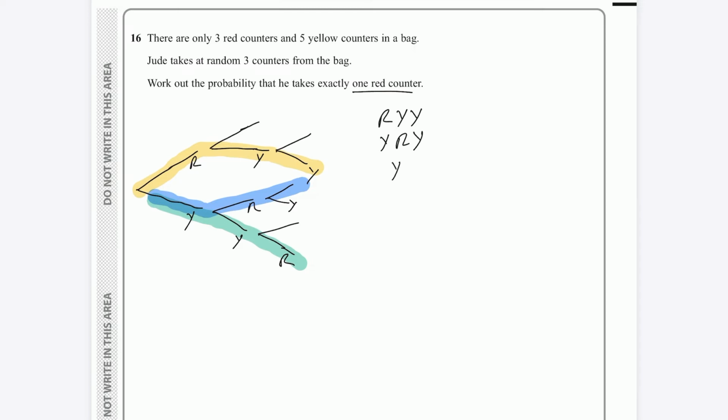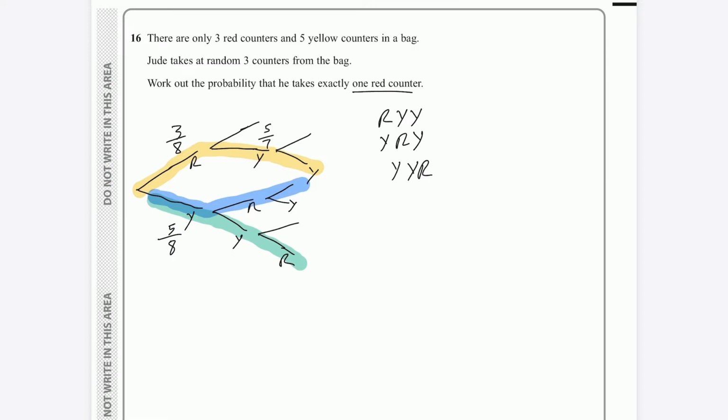There's only 3 ways he could have done it, and essentially that looks like red, yellow, yellow, or yellow, red, yellow, or yellow, yellow, red. So for example, the probability of a red is 3 out of 8. The probability of a yellow is 5 out of 8. And then once he's taken that, the probability of a yellow is going to be out of 7 here.